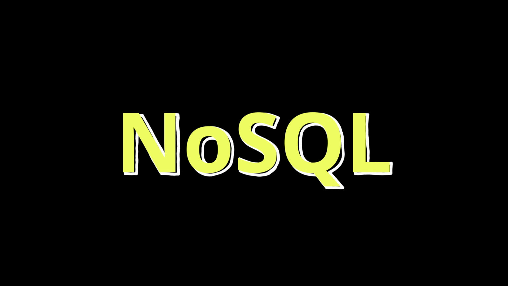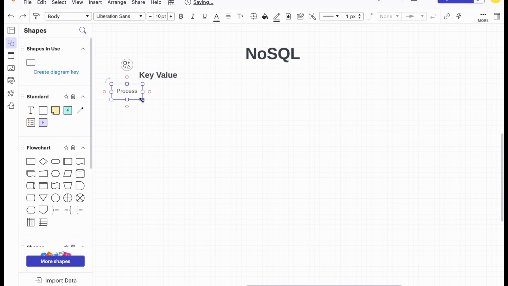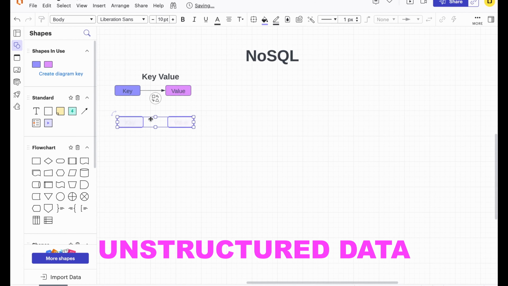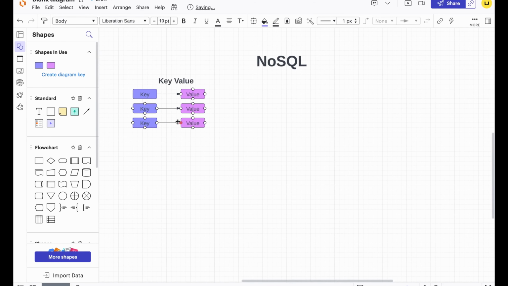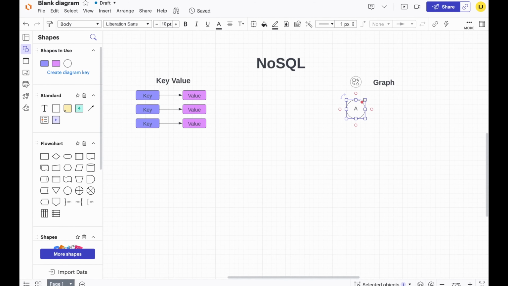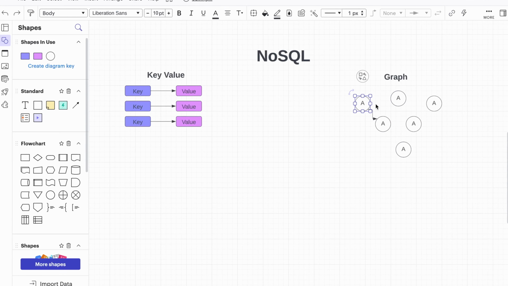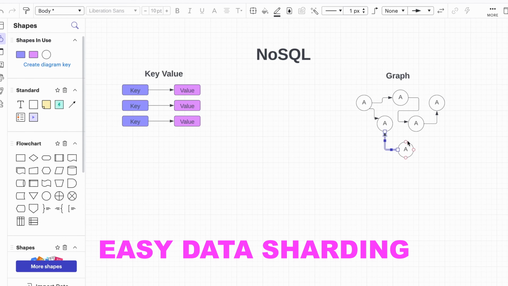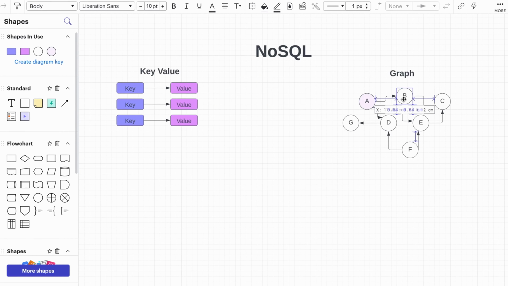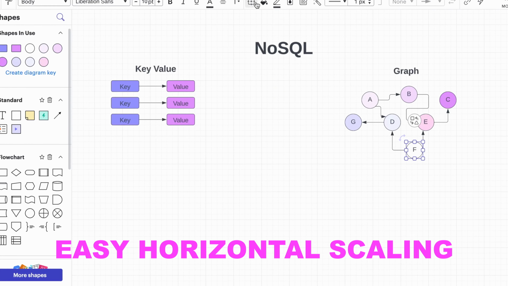Let's now look into NoSQL databases. There are various benefits in using NoSQL DBs. These kinds of databases are better suited for unstructured data, which means they are more flexible and simpler to set up as there are no relations to take care of. The most common NoSQL DBs are key value stores and document store databases. Data sharding is easier to achieve with these kinds of databases. Therefore, they are better suited for distributed storage, and they offer easier horizontal scaling.